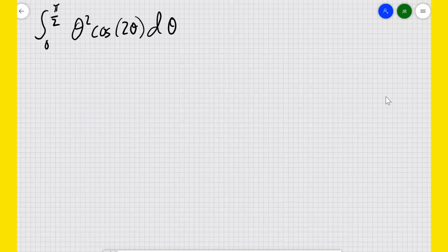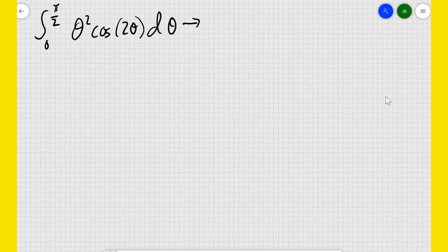So U substitution won't work here. It kind of looks like it might because if we choose u to be theta squared, then the d theta would be du over 2 theta, which might seem like it's going to cancel out the 2 theta here, which would be nice. But it won't, because the 2 theta is part of the cosine, and so you can't just cancel out 2 theta. It would have to cancel out the entire cosine 2 theta, which would not happen.